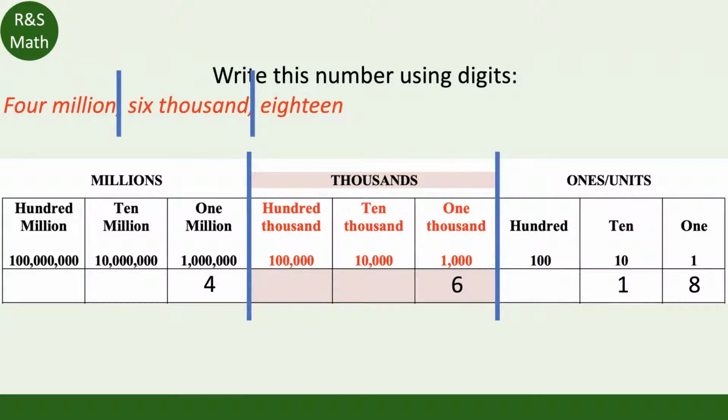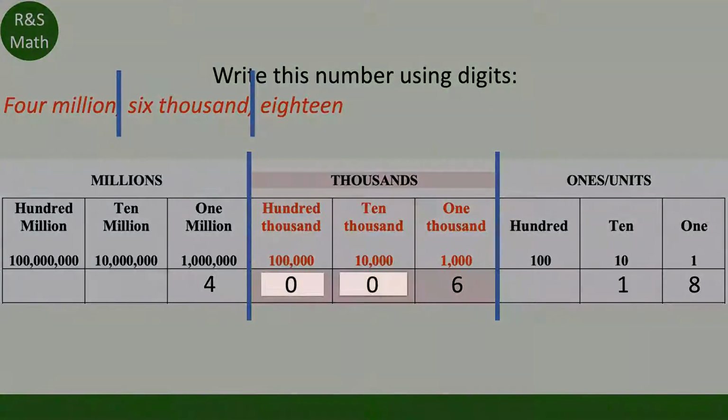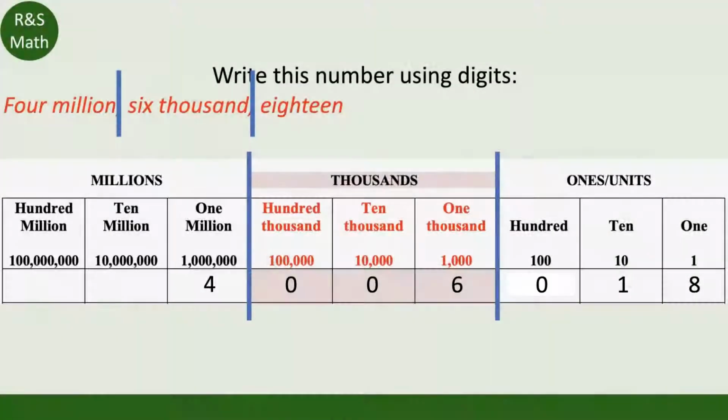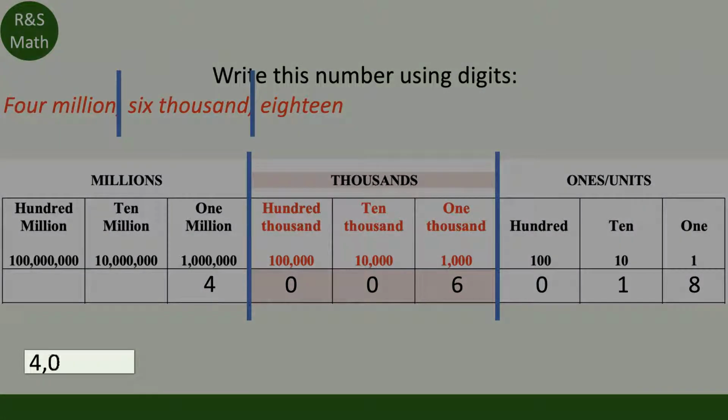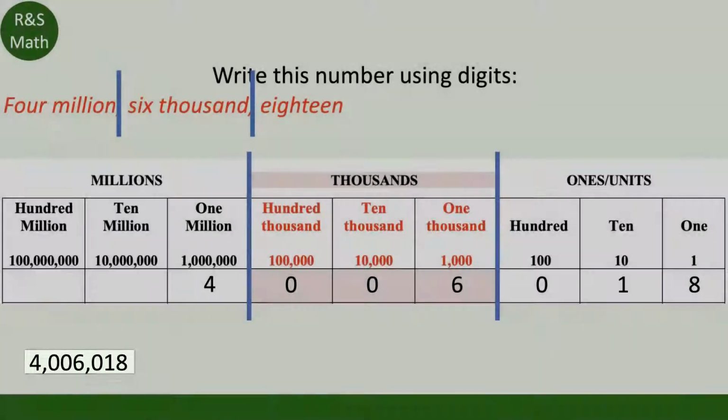Now we need to copy the digits outside of the place value chart. But before doing that, let's notice that there are some gaps between the digits in the place value chart. It is very important to fill in those gaps with zeros before writing the number outside of the place value chart. Now that we have all of the places we need filled with digits, we can copy the number outside of the place value chart, putting in commas after the group names. 4,006,018.